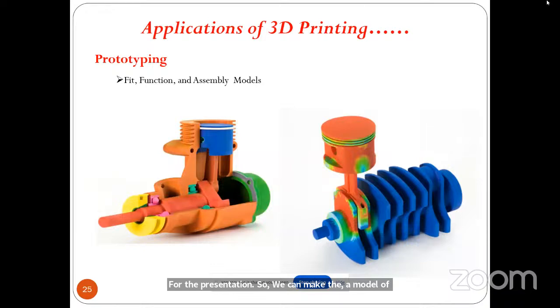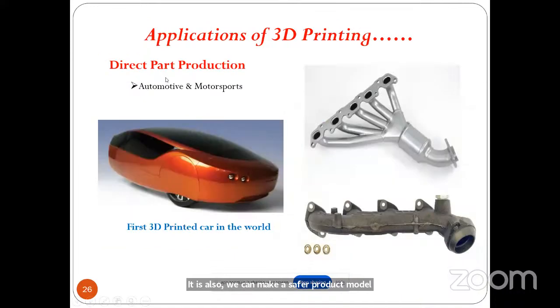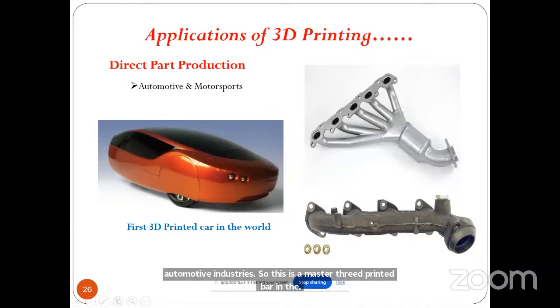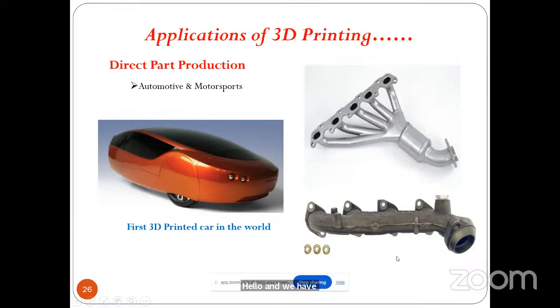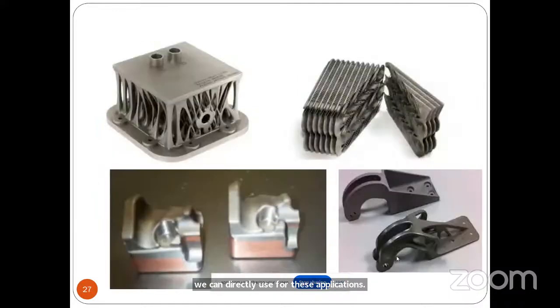Then we make some fit, function and assembly models, mainly with the IC engine. You can see the piston, the connecting rod and the crankshaft assembly in a single cylinder as well as in multi-cylinder engines. We can also make these as prototype models. Sometimes we go with direct part production in automotive industries. This is the first 3D printed car in the globe, and we have some intake and exhaust manifolds that are also 3D printed using suitable technology. Then we can directly use them for these applications. These are some other applications related to prototyping.